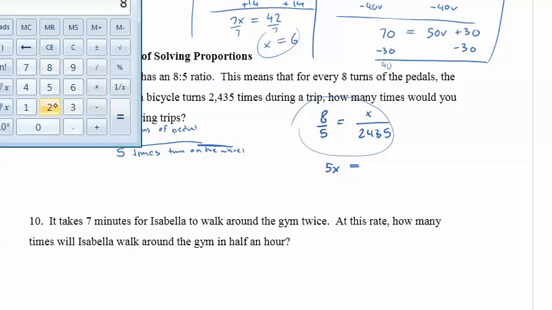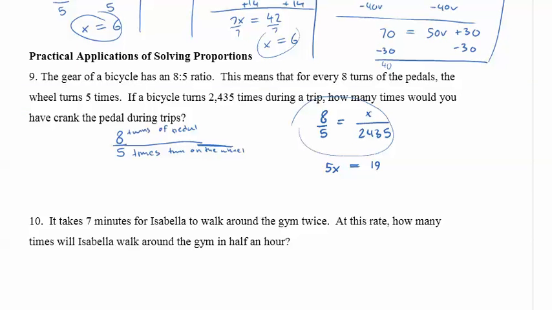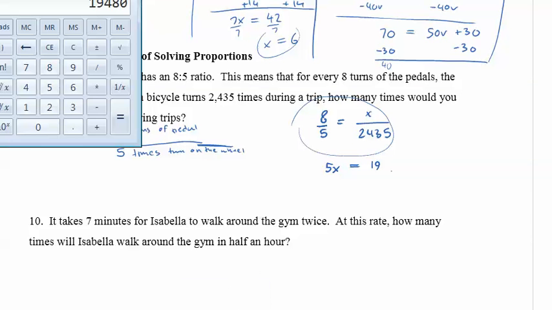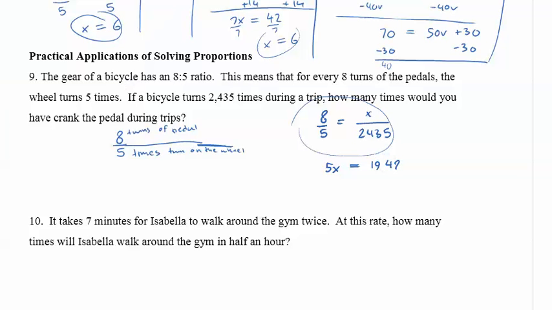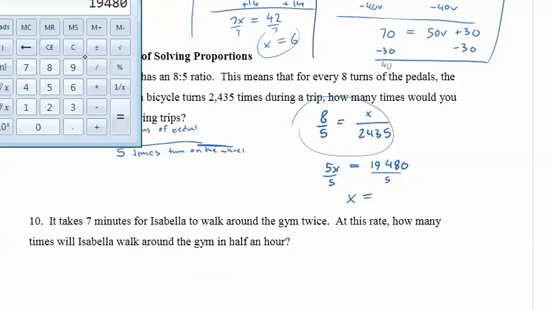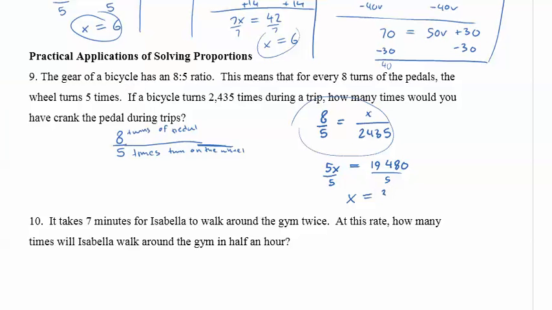8 times 2,435. That gets you 19,480. Now divide by 5 or multiply by 1/5. X equals 3,896.